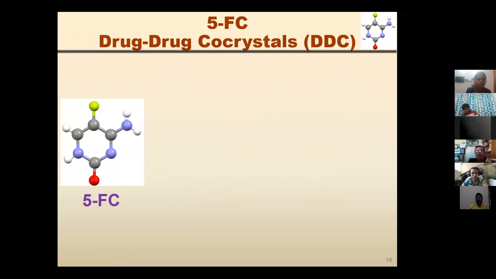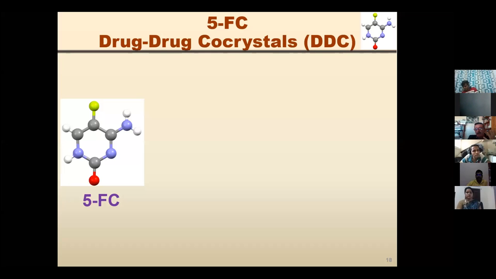Moving a little bit further, we moved to trying to design now a co-crystal with other drugs, that is, drug co-crystals. In this case, the problems are a little bit harder because you have to combine in the same crystal two molecules of different APIs, and these APIs have to be not just complementary from the intermolecular interaction point of view, but also from the pharmaceutical and medicinal point of view.